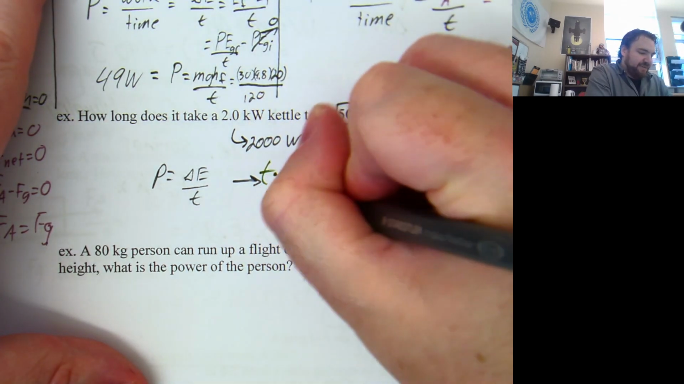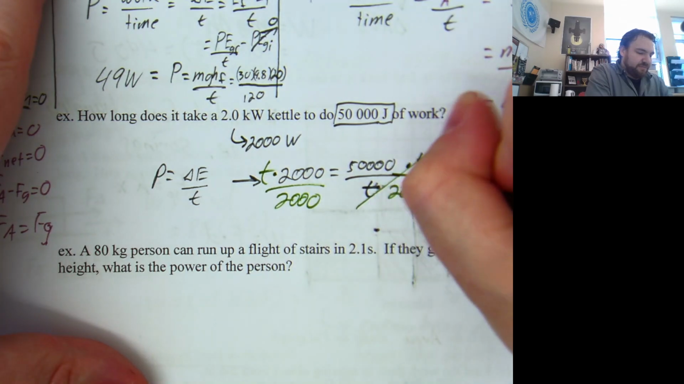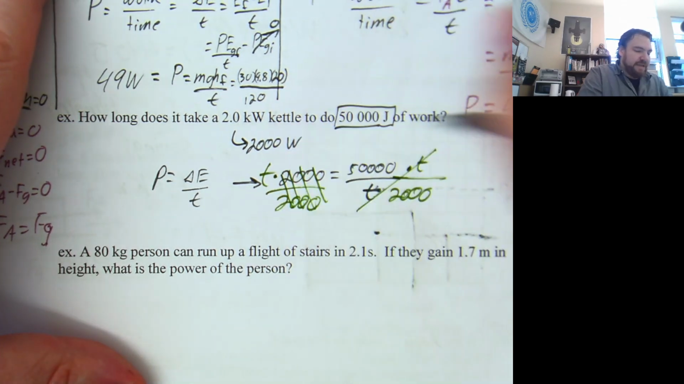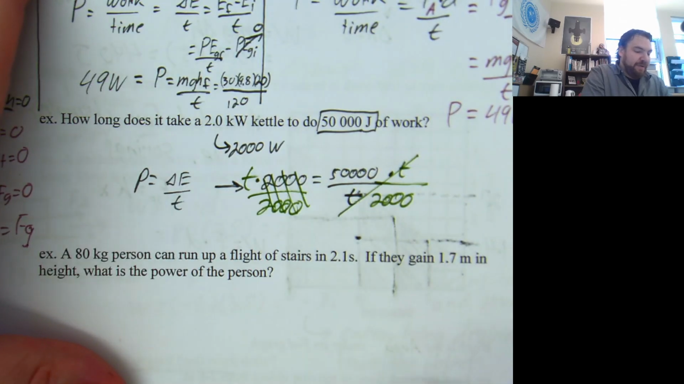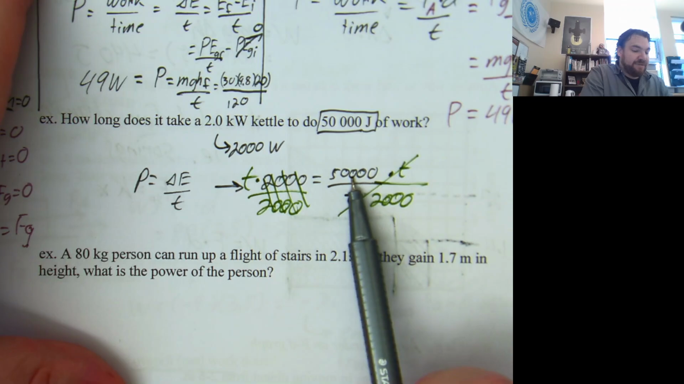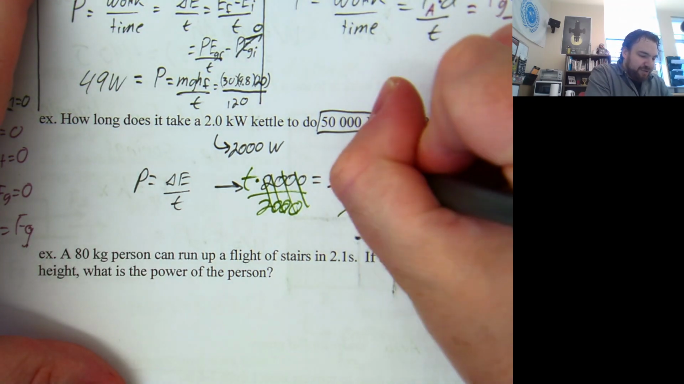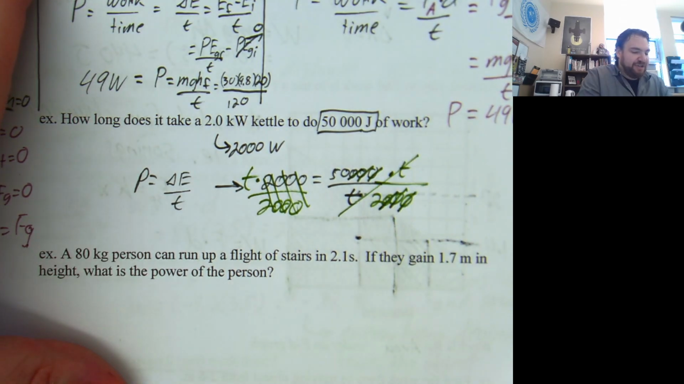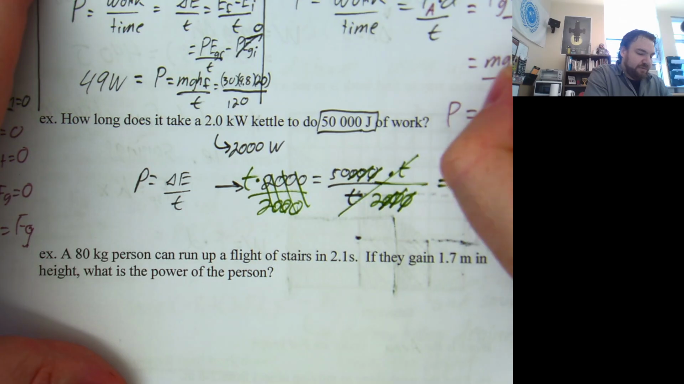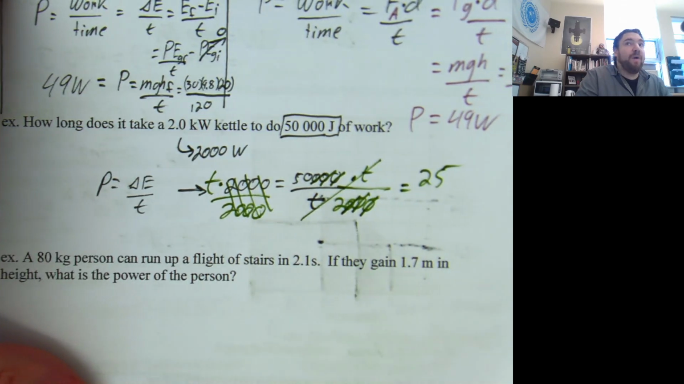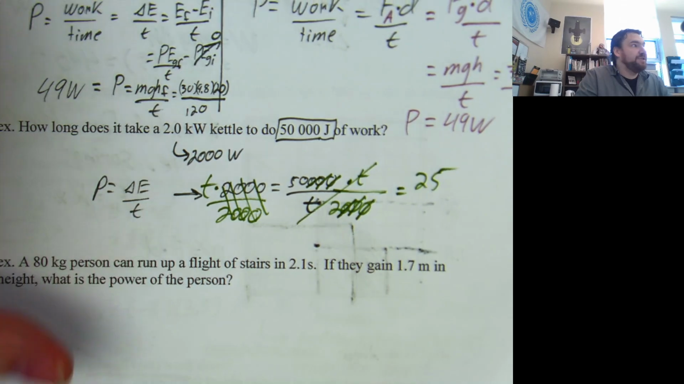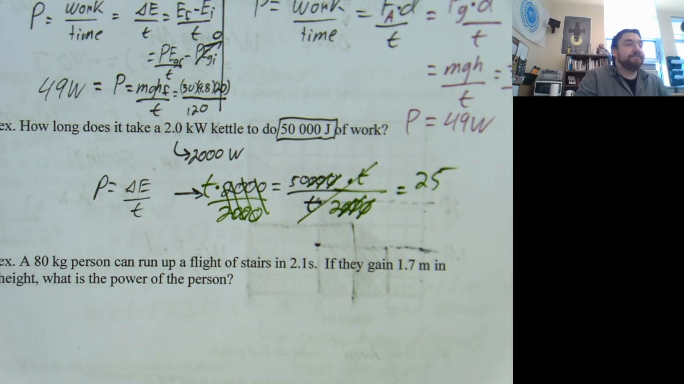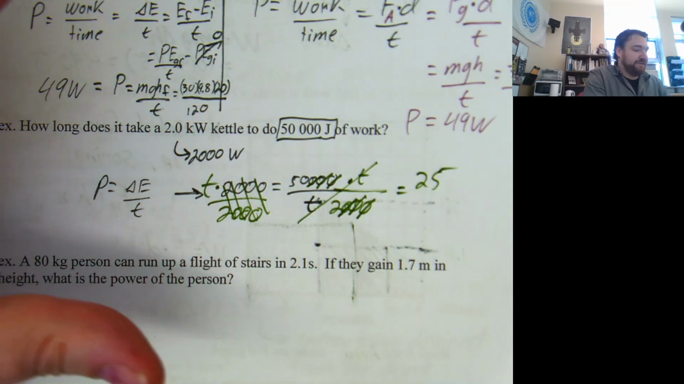Divide both sides by 2,000. It's going to cancel here. And you're going to be left with time is equal to 50,000 divided by 2,000. Those 3 zeros are going to cancel out with those 3 zeros. And 50 divided by 2 is going to be 25. 25 what? What are the units on time as it relates to power? Seconds, I heard someone whisper.